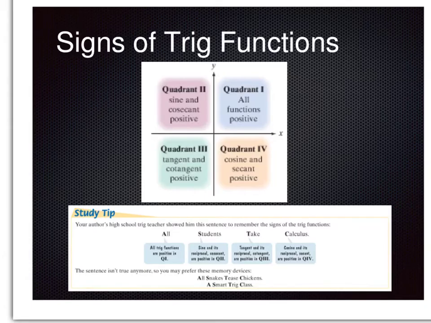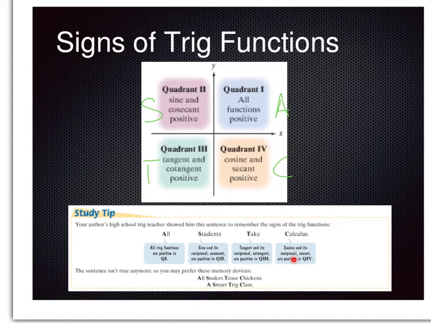Alright, so the signs of trig functions, something to remember is the concept of CAST, C-A-S-T, where in quadrant 1, all functions are positive. In quadrant 2, sine and cosecant are positive. In quadrant 3, tangent and cotangent are positive. And in quadrant 4, cosine and secant are positive. Everything else is going to be negative in these quadrants. Another way to remember that, going in order instead of remembering CAST: all students take calculus. So here's an acronym to help you remember that.